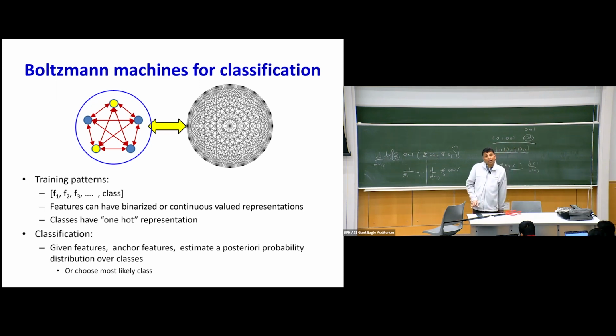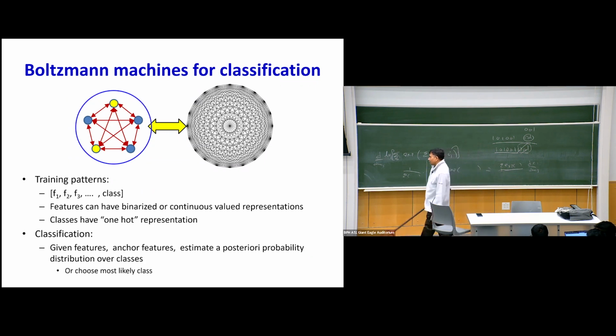And then I can just go ahead and train my network. Now, when I'm performing classification, it's like saying these bits were not given and these bits were given. So I can just give you these bits, let the class bits evolve, and then read off the class. So the whole thing can just be used for classification. Given features, anchor the features, and you can estimate the posterior probability distribution over classes, right?